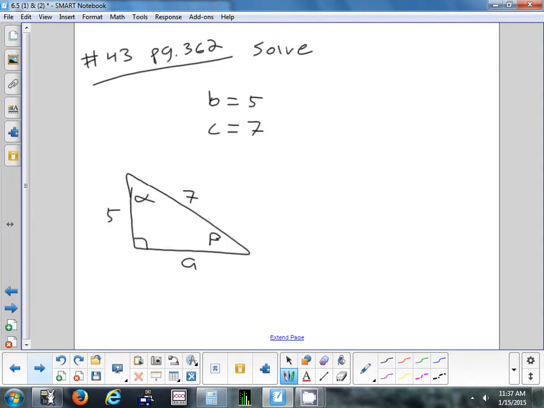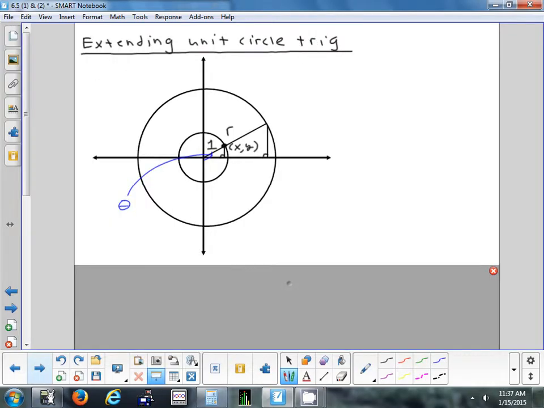Any questions about how you would do that? Okay. And if you want to try it and get the answers for 43, those will be in your book, so you could check that one on your own too. All right. So the last part has to do with the unit circle, which we've already done before.